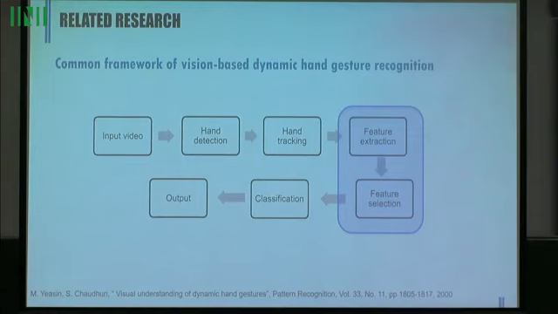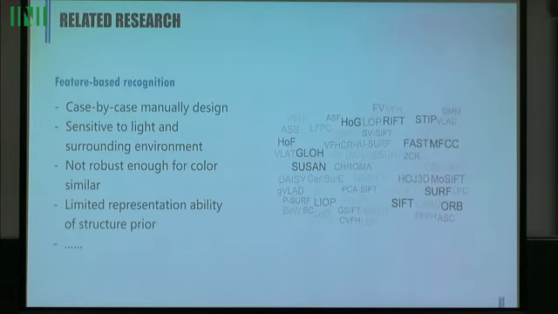I'll focus on the features, because what kind of feature we're using will depend on the representative ability of your feature sets. There are a lot of features people have developed for vision-based classification, but all these features are usually manually designed, and sensitive to light environment. It is a common issue for vision-based research, and they are not robust enough for color similarity, and have limited representation for the structure problem. So all these features have their limitations. That's why we have path signature coming.